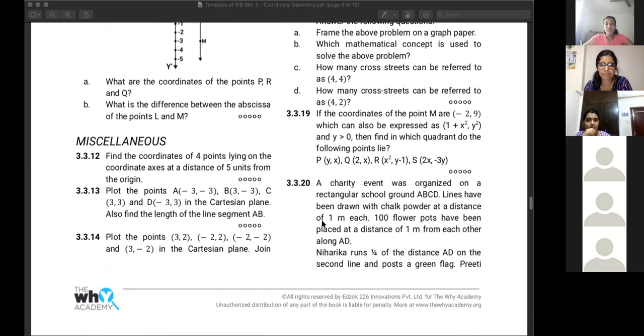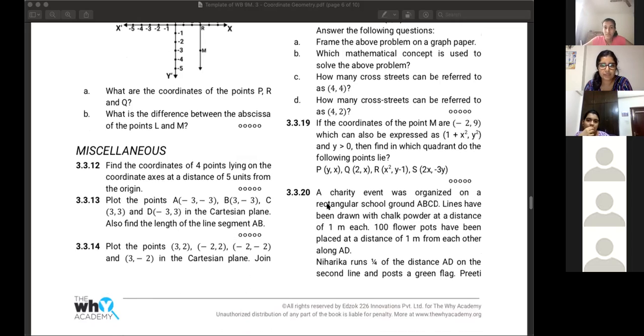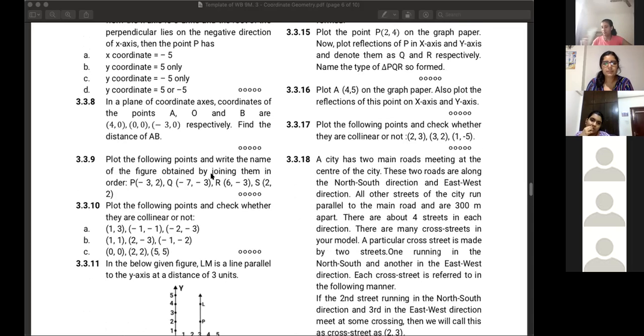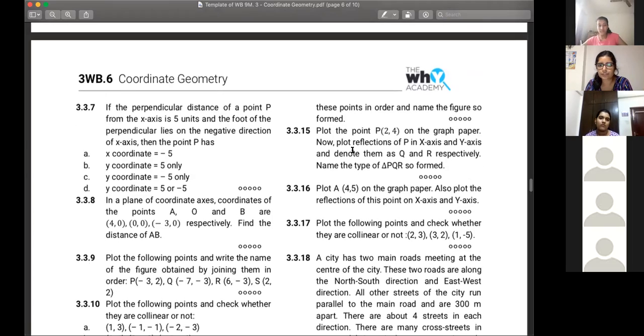So there's one more kind of question. It's similar to this kind of question: plot the points and identify what sort of shape you get. So basically square, rectangle, rhombus, parallelogram, whatever it is. And in some cases, if it happens to be a triangle, then you'll also be asked to find the area of the triangle. So I wanted to get one question down.